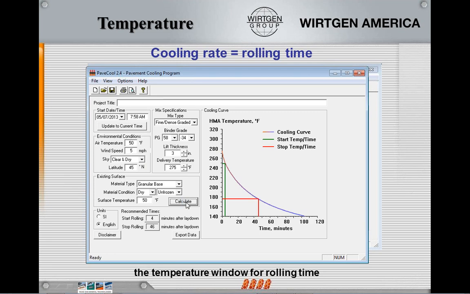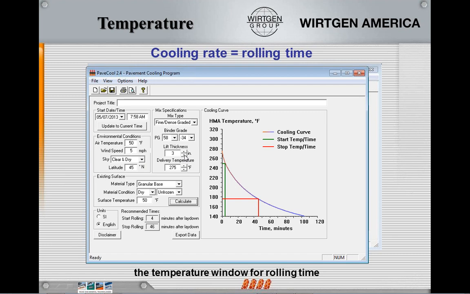When I hit calculate, we have a window of opportunity of probably around 40 minutes. And that 40-minute window of opportunity is how long before I have to shut my vibrators off and just start destroying the mat. So I've got a little bit of time that I can play with this and get the initial compaction.